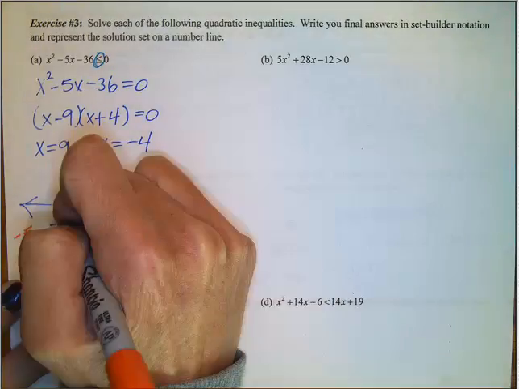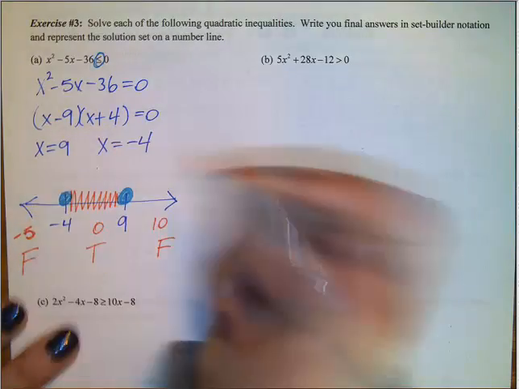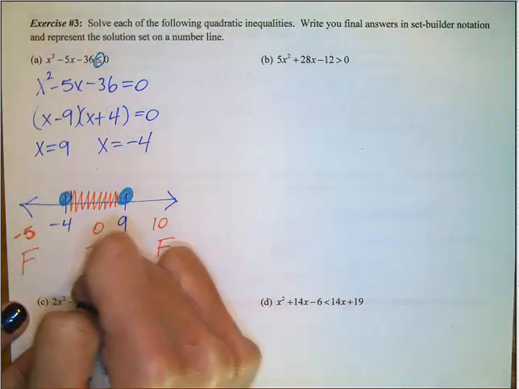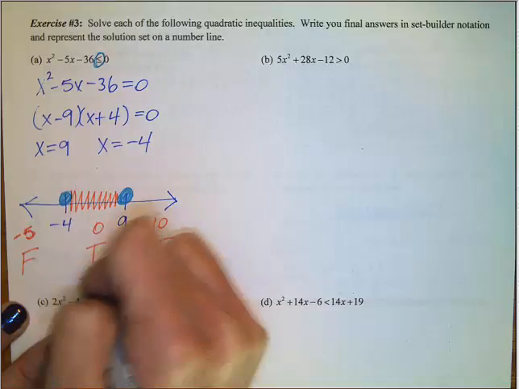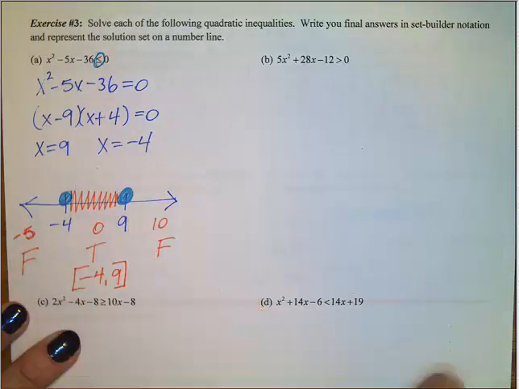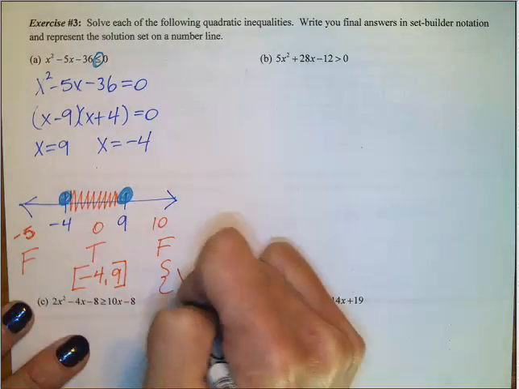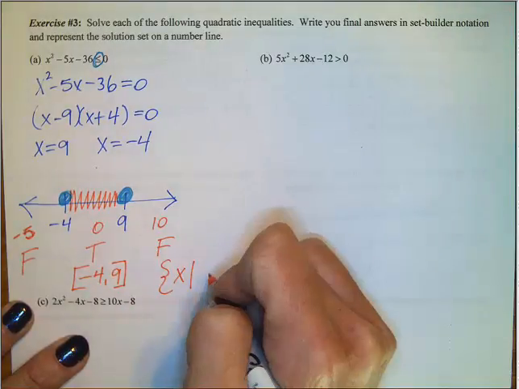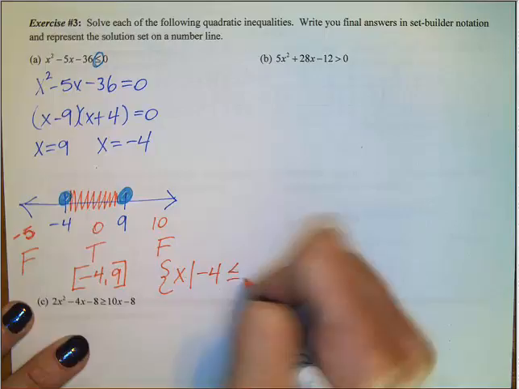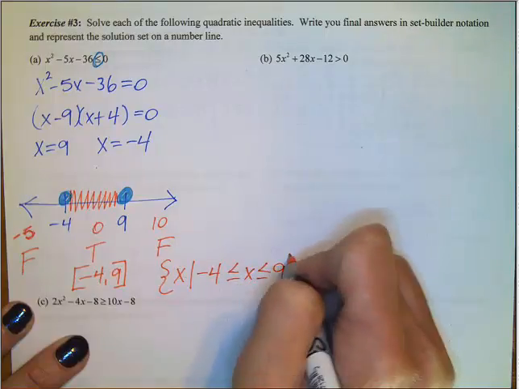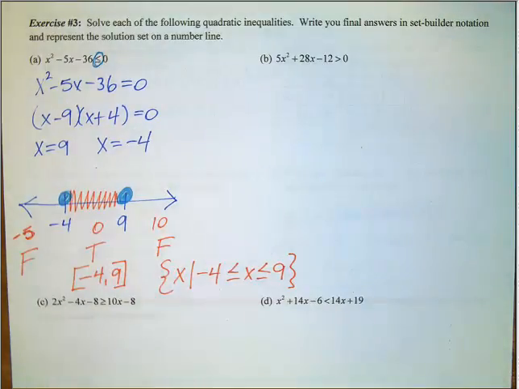So we're going to shade between, and we're going to write our solution of negative 4, comma 9, brackets, except it says set builder, so we're going to say set builder x such that negative 4 is less than or equal to x is less than or equal to 9. And there's our solution.